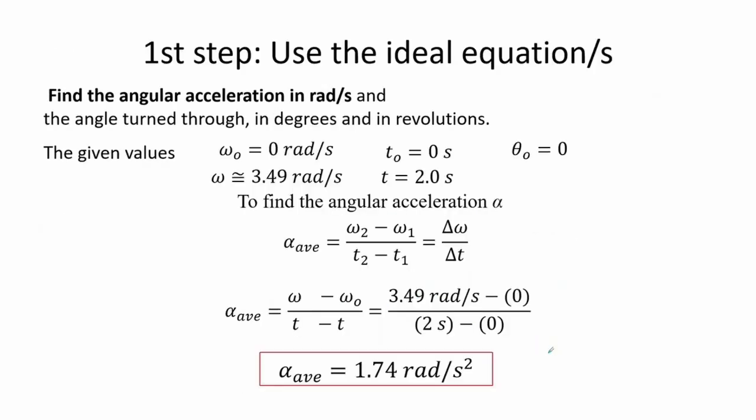To find the angular acceleration alpha, we use the formulation of average angular acceleration, which is the change in angular velocity over the change in time, and gives a value of 1.74 radians per second squared.